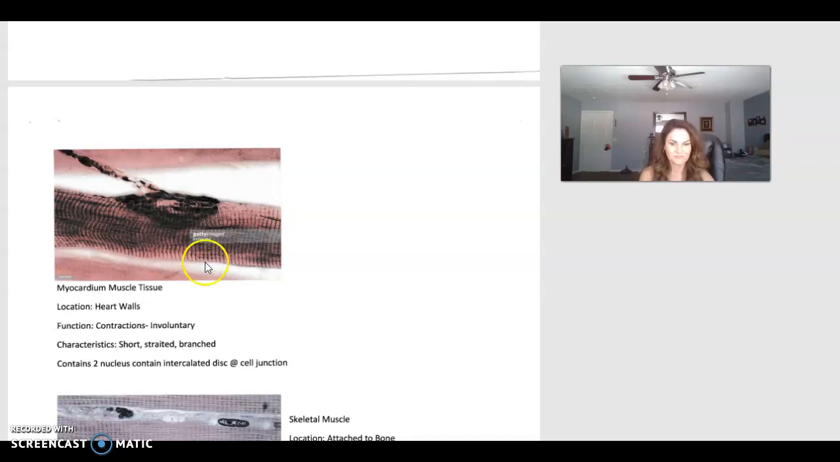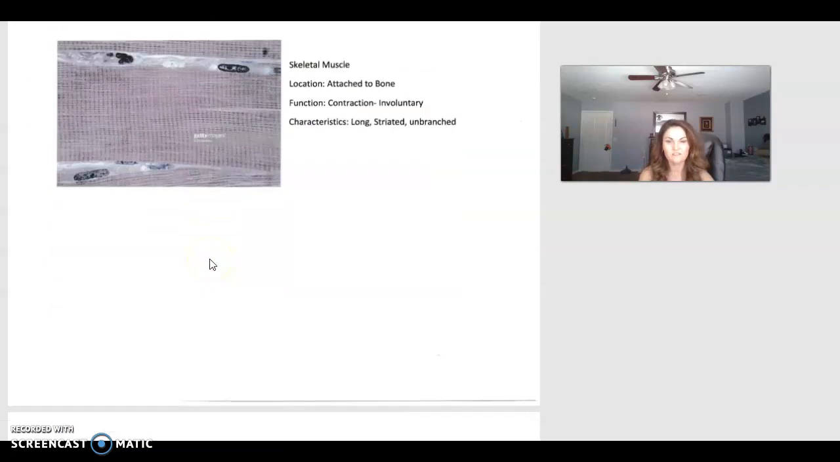What makes the myocardium muscle tissue unique is the intercalated disc. Moving to the skeletal muscle, its location is attached to bone. Its function is contraction and it is voluntary movement. Characteristics are long, striated, as there are the rows, and unbranched.